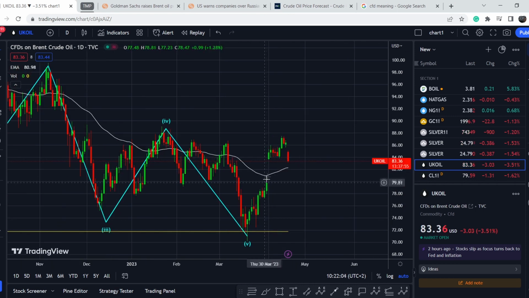Right here we can see this massive gap on the daily time frame, and it happens exactly on April the 3rd, as you can see right here. And this was the reason why we have this movement to the upside, and technically we have to see the filling of this gap by the price.